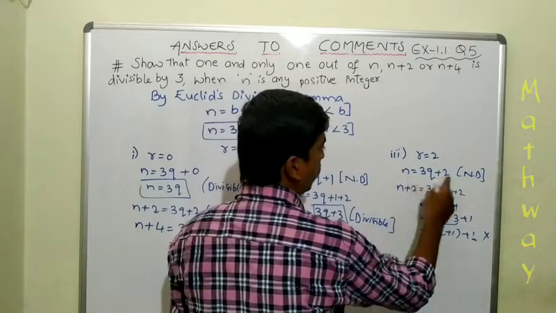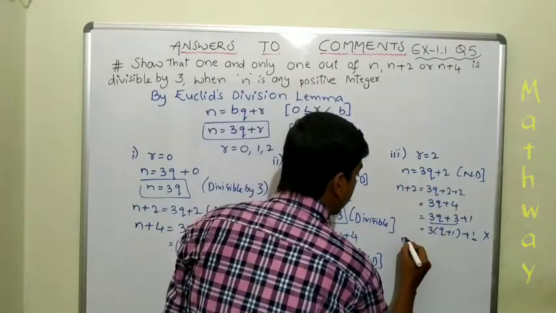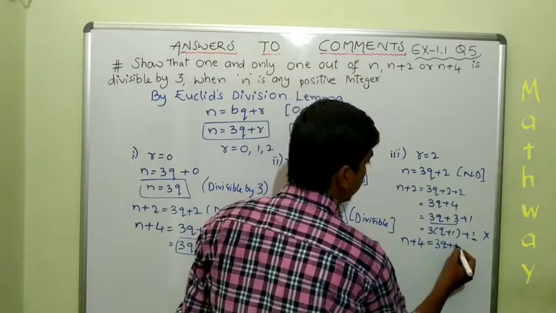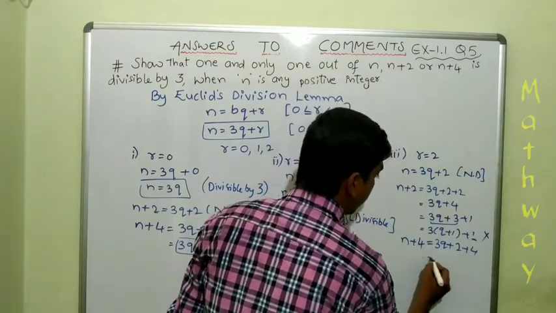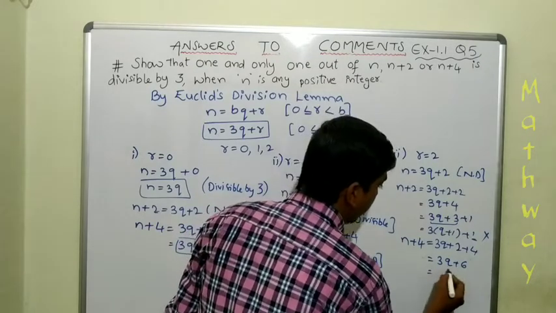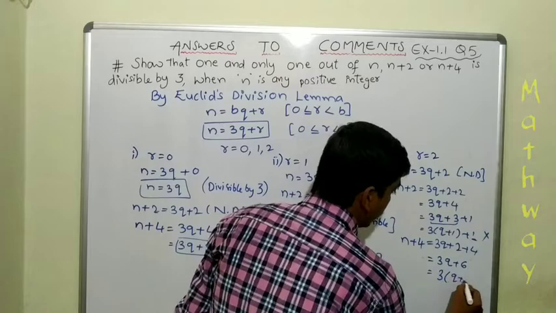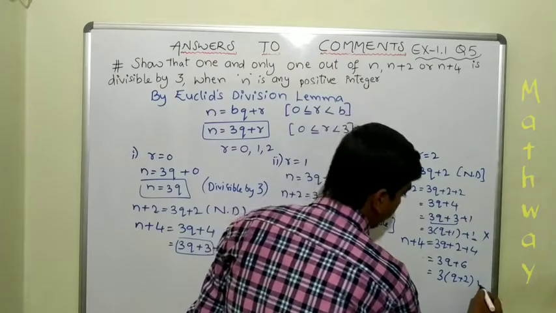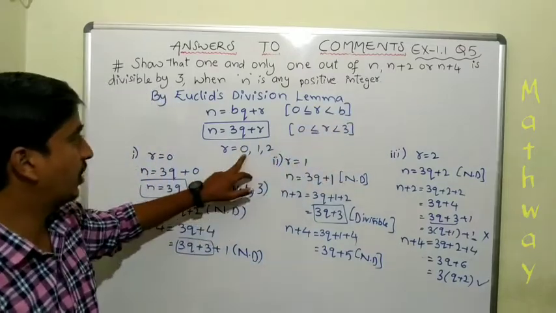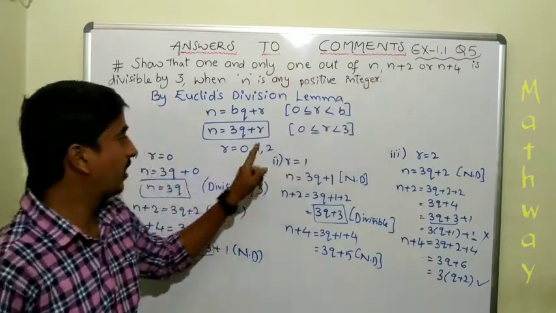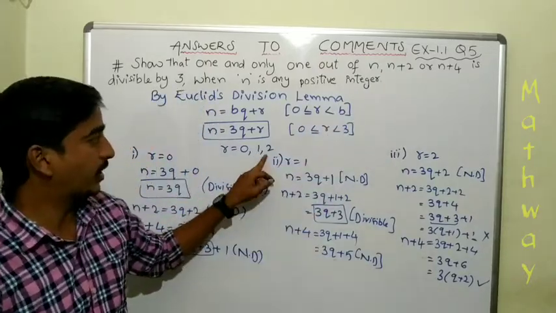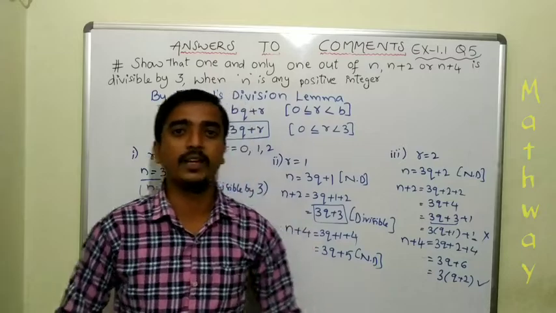Then add 4 to both sides. Then n plus 4 is equals to 3q plus 2 plus 4. 2 plus 4 is 6. So 3q plus 6. From these two we can take 3 as common. Then 3 of q plus 2. Multiple of 3, so it is divisible by 3. So among these 3, when the remainder is 0, n is divisible. When the remainder is 1, n plus 2 is divisible, and finally when the remainder is 2, n plus 4 is divisible by 3.